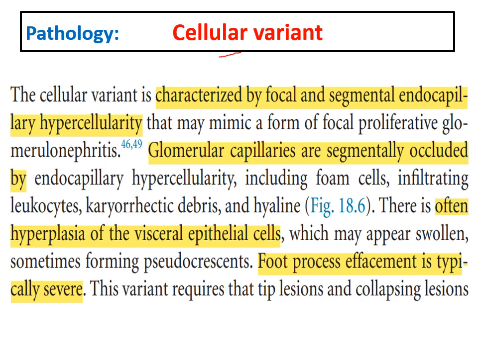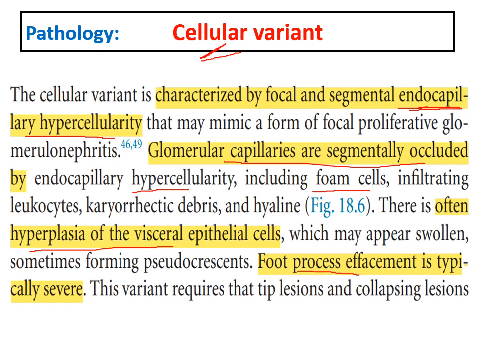What about the cellular variant? It is characterized by endocapillary hypercellularity. From its name, it is cellular. There is cellular proliferation and endocapillary hypercellularity, and the glomerular capillaries are usually occluded by this hypercellularity. There is more proliferation of endothelial cells leading to occlusion of capillaries. Usually there are foam cells and infiltrating cells. Usually there is also hyperplasia of the visceral epithelial cells, the visceral layer of Bowman's capsule. There is more proliferation and hyperplasia of the visceral epithelial cells.